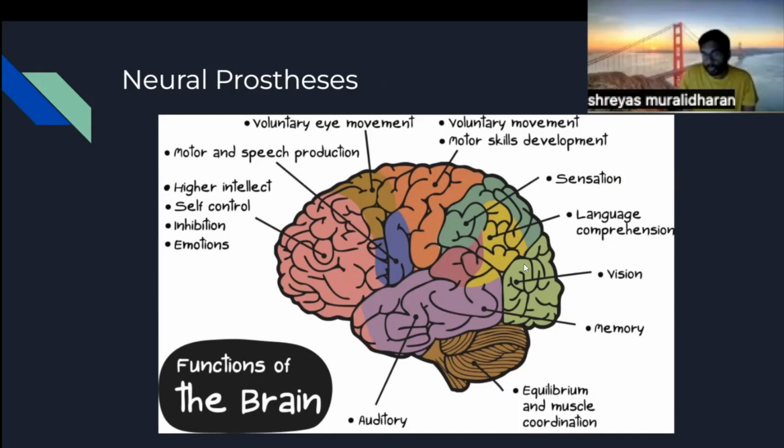Similarly, each part of the brain does a slightly different thing. Here you can see the front part of the brain has these more intangible things like emotions and inhibition. Here we have the motor portion of the brain, which we'll be talking about today: voluntary movement, sensation, and things like that. Each part has a different function, so depending on where we're recording, we can get some of these different functionalities.